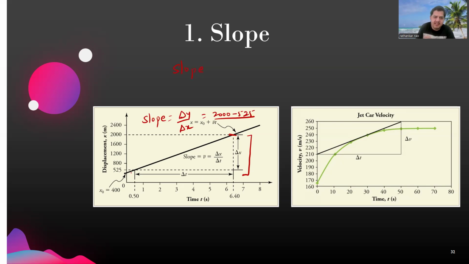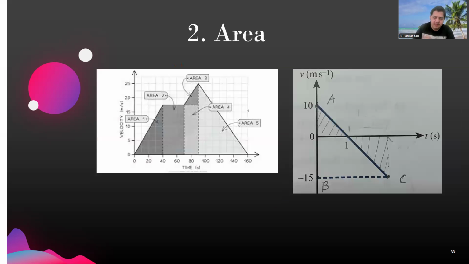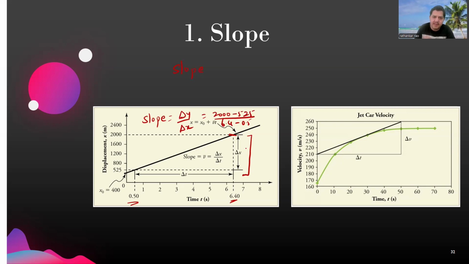What is delta x here? Change in x values. Corresponding to this value, this should be around 6.4 here, 0.5 here, 6.4 minus 0.5, right? So I will get some value. So this value I'll represent it, okay, and this will be your slope.